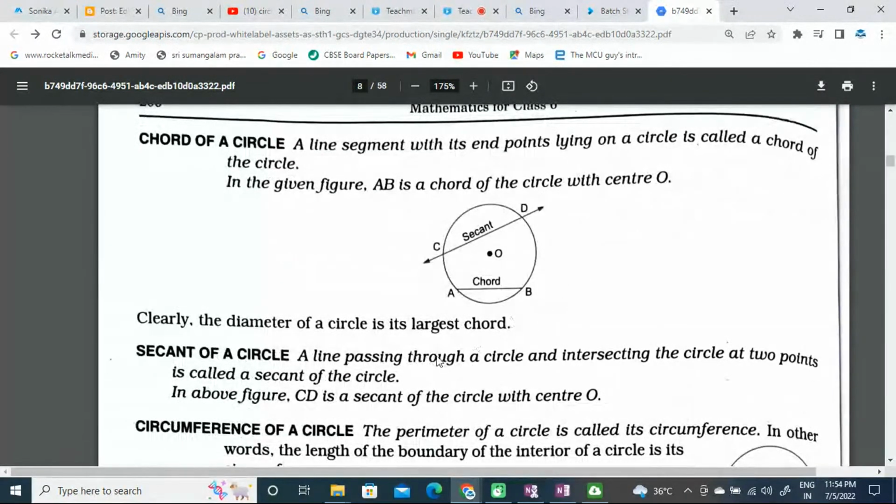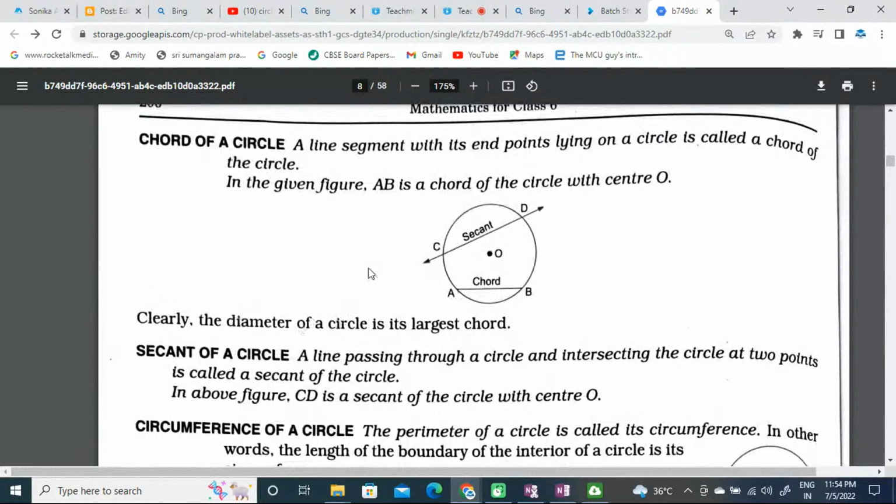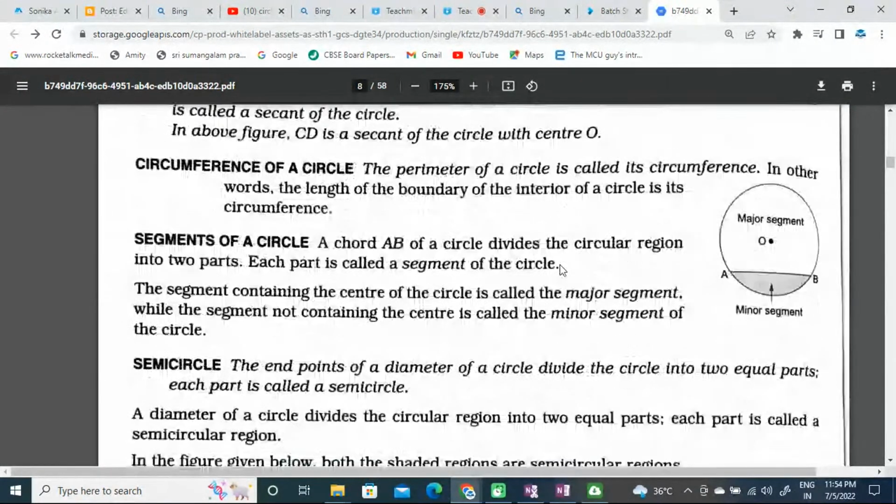Now, read out. Second. A line passing through a circle and intersecting the circle at 2 points is called the secant of a circle. In the above figure, CD is the secant of a circle with center O. Okay? It cuts the circle at 2 points. It also does not pass through the center. Now, circumference I will tell you later.